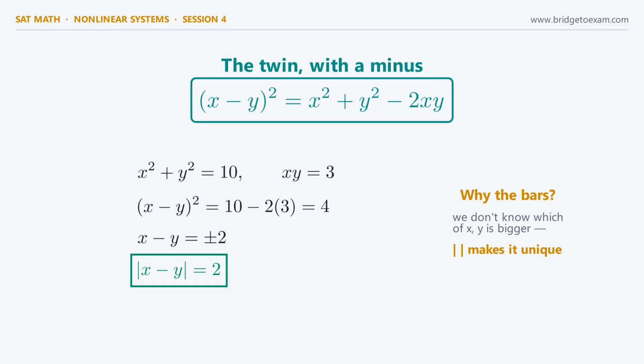Now notice why the question said absolute value. Without it, there would be 2 answers, because we don't know which of x or y is bigger. The absolute value makes the answer unique. Read those bars carefully.